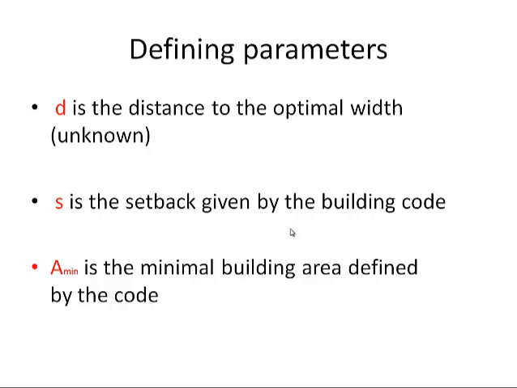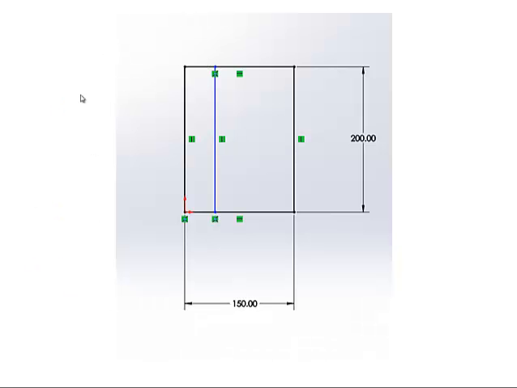S will be the setback of the code. This is defined by the building code, and we'll define a quantity A min as the minimum building area as defined by the code. So D will be the distance from the far left of the lot to where we're stopping to define our optimal width. So we'll define this distance here, which is an unknown, as D, meaning the optimal width of our lot will be the remaining distance from here to here.